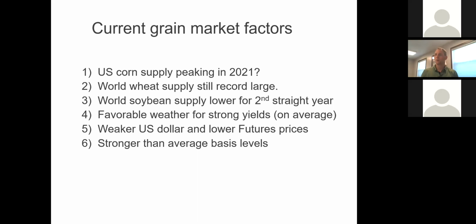World soybean supply is lower for the second straight year. We've cut our U.S. ending stocks in half in 2 years. Like I said, we've seen favorable weather for strong yields on average. I know there are pockets everywhere that are seeing issues, but in general across the U.S. we've got favorable weather. We've got a weaker U.S. dollar recently, lower futures prices, and stronger than average basis levels. Those are just the overarching themes right now.